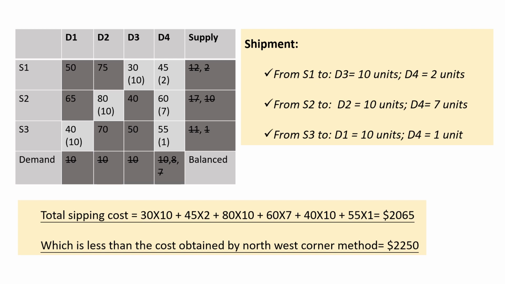And to explain, this is the distribution from S1. As you see, from S1, 10 items go to D3 and 2 items go to D4, and from S2, 10 items go to D2 and 7 items go to D4, and from S3, 10 items go to D1 and 1 item goes to D4. This is how to interpret the distribution of the items.